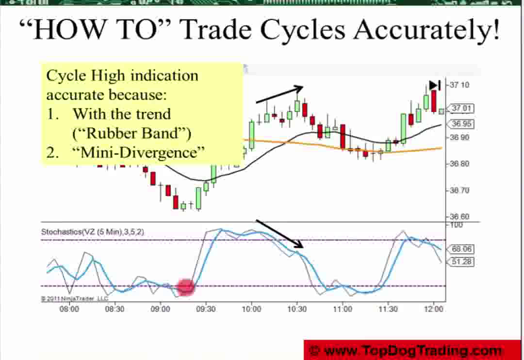Why? Again, if you look at the formula for stochastic, it's what we call a bounded indicator. And what that means is the mathematical formula restricts it in its valuation. It's only allowed to go to a low of 0 and to a high of 100. So once price pushing down brings it down to 0, if price continues to go down, the indicator can't go below 0. Mathematically, it's not allowed to, so it just bounces around the bottom here.